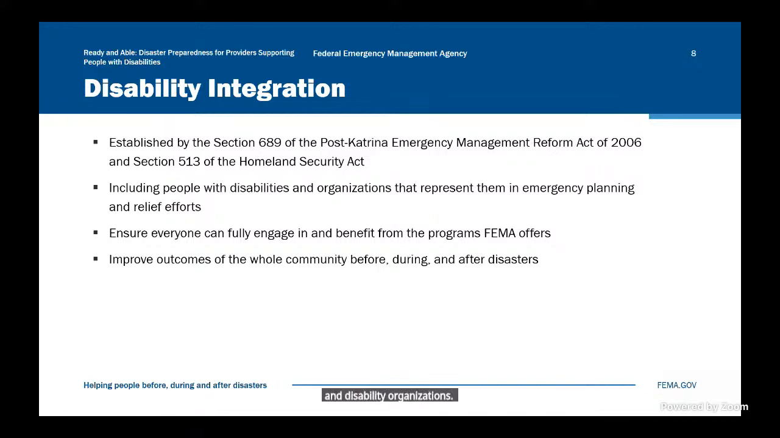And if you look at the slides, there are a couple specific laws that are the foundation for disability integration that you can see there. But basically, we just want to make sure that everyone can have access to FEMA programs. And we believe that disability integration at FEMA benefits the whole community because when you make improvements for people with disabilities, it helps everybody.